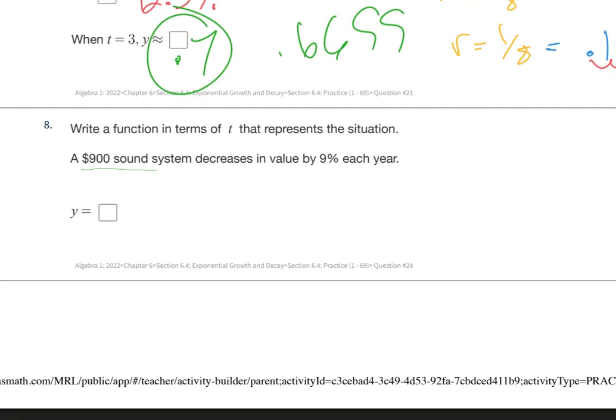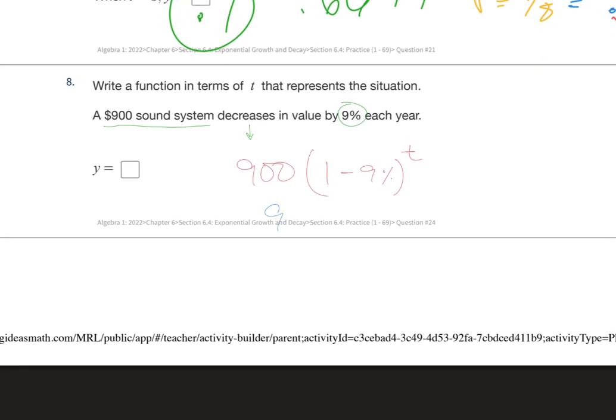Write a function in terms of t that represents this situation. A $900 sound system decreases in value by 9% each year. So we start out with $900. It's going to decrease by 9% over t years. And what this is going to look like is 1 minus 0.09. And that's going to look like this. 1 minus 0.09 is 0.91 to the t.